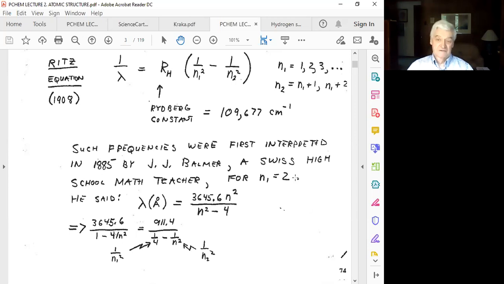Basically, why this was looked at is because this gives light in the visible region. It was most commonly understood. They could see it through a prism. They could figure out what the wavelengths were. But Balmer played around with the numbers, and he was able to come up with this formula.